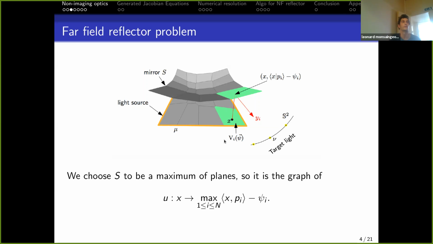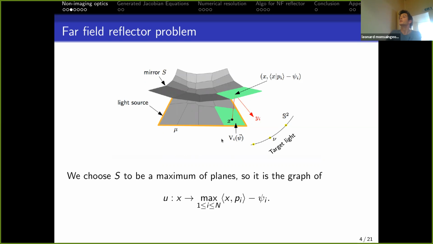If I had, in the simplest problem, one unique direction, the obvious solution would be to have a plane that reflects all my rays toward the same direction. Now if I have several directions, it is quite natural to choose my mirror to be piecewise planar. And if we impose this mirror to be the maximum of planes, then this mirror will be parametrized by a function u, which is a maximum of affine functions. And each part of the plane will reflect all the rays toward the same direction.